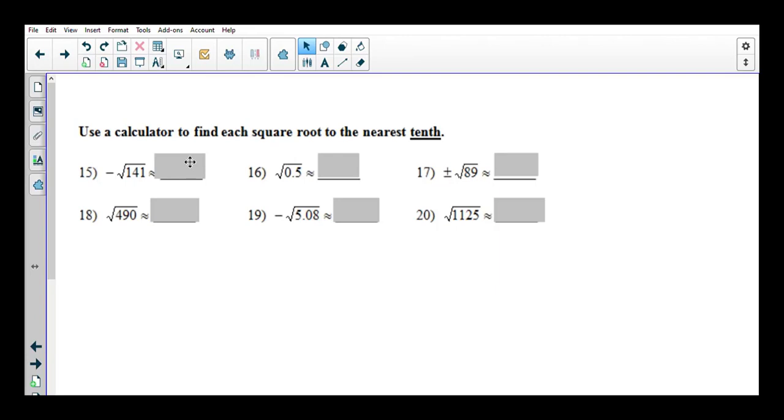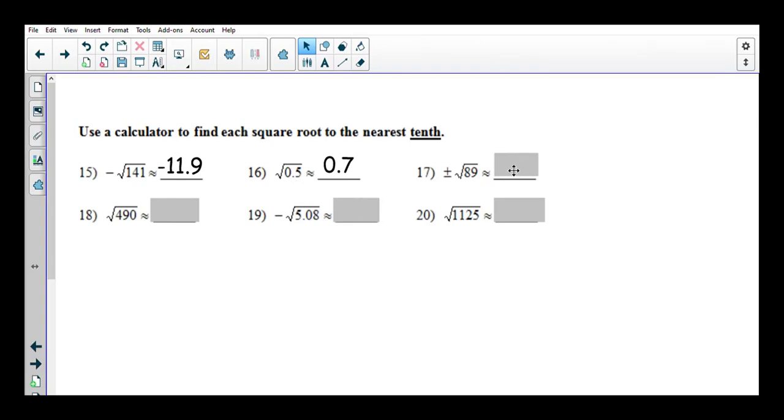So number 15, when you do the negative square root of 141, you should get about negative 11.9. Again, I don't put in the negative sign. I just do square root of 141, and then I put the negative sign on my final answer. Square root of 0.5, it's actually going to become bigger because we multiply it by itself. So 0.7 times 0.7 is about 0.49, which is 0.5. So we get about 0.7 because we are rounding this.